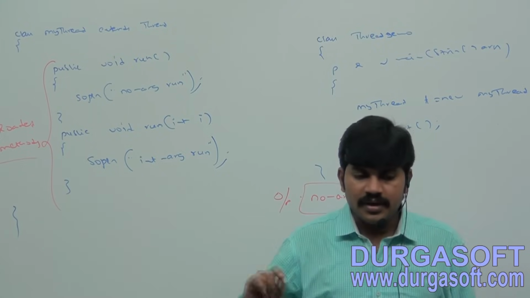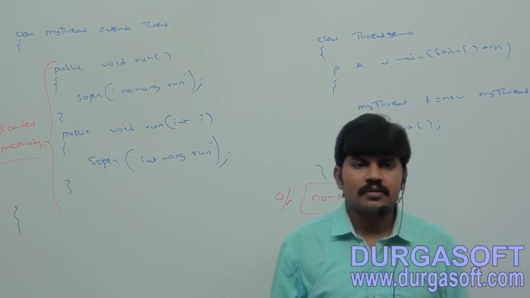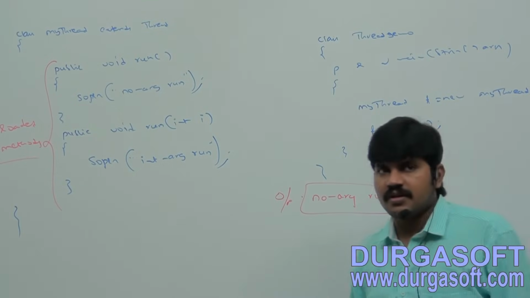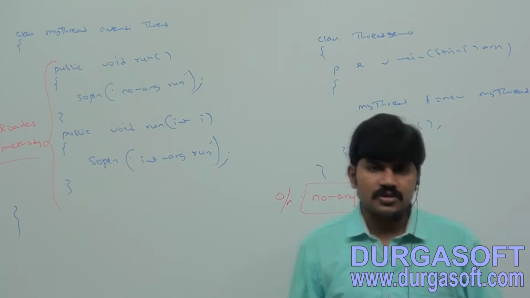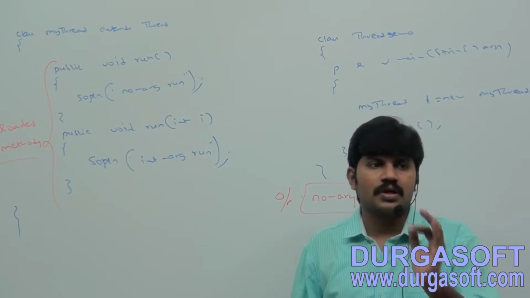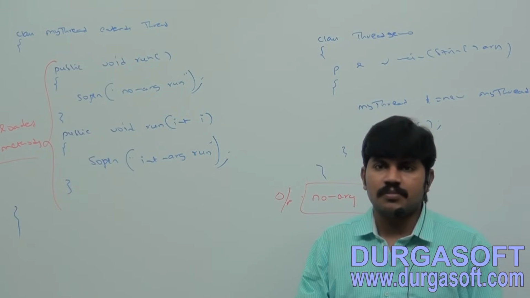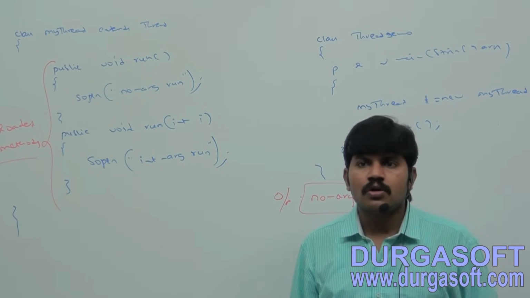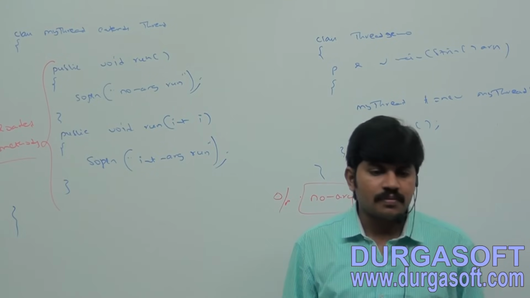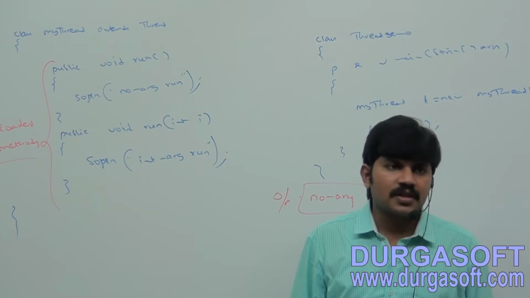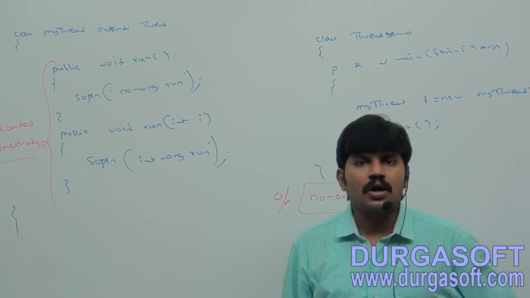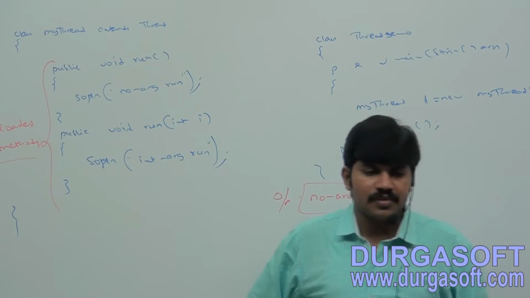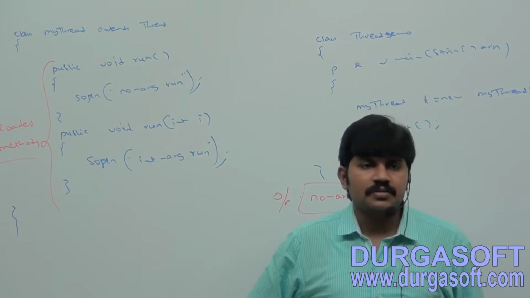Thread class start method can invoke the no argument run method.